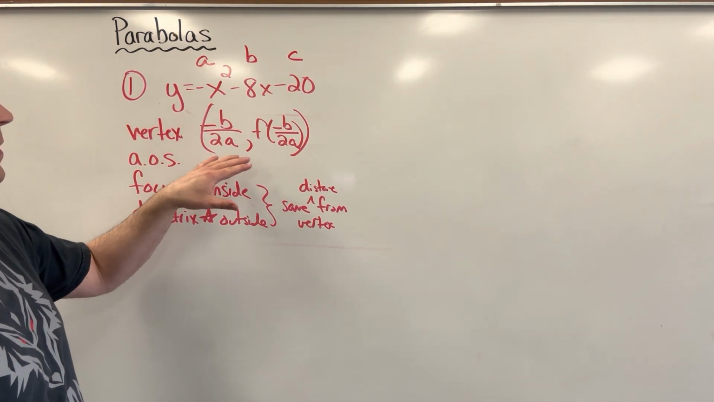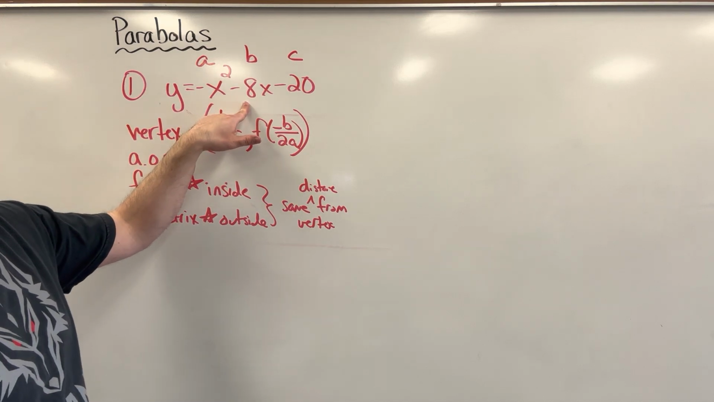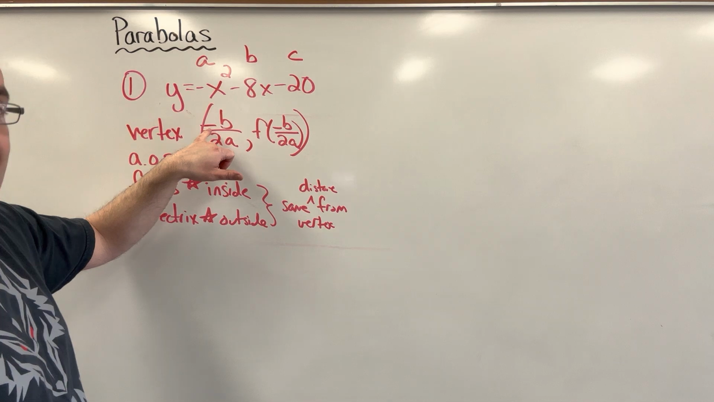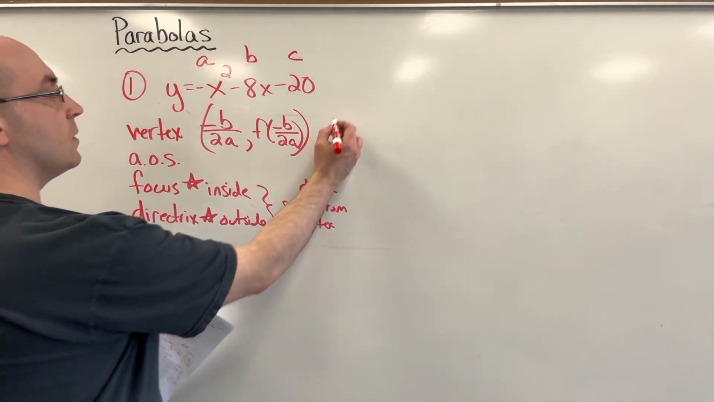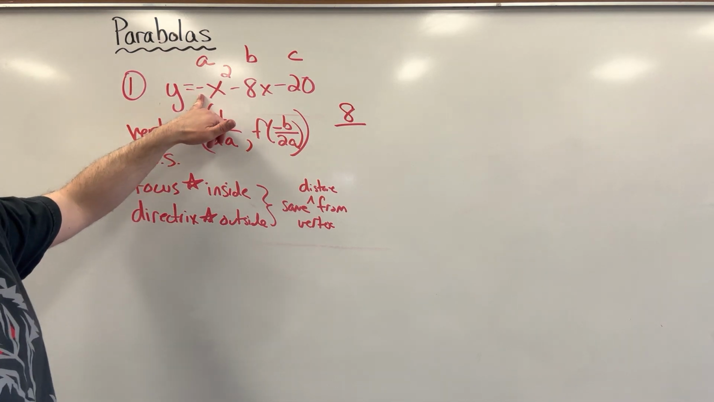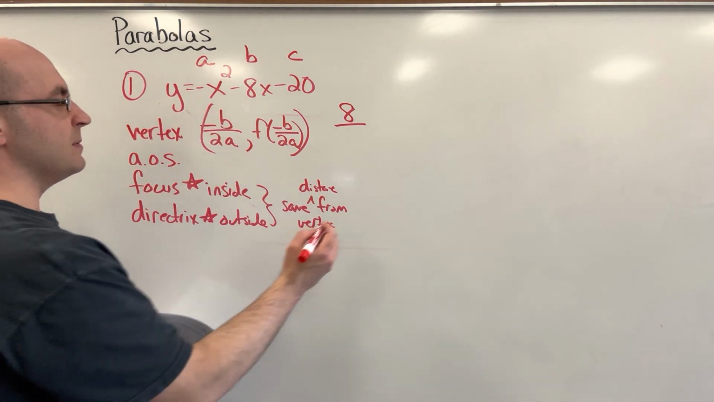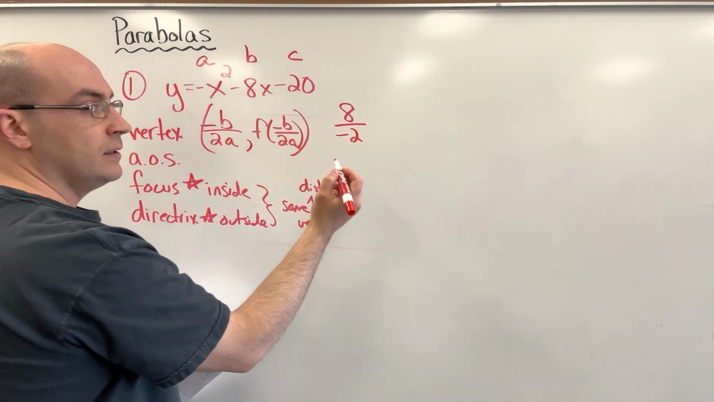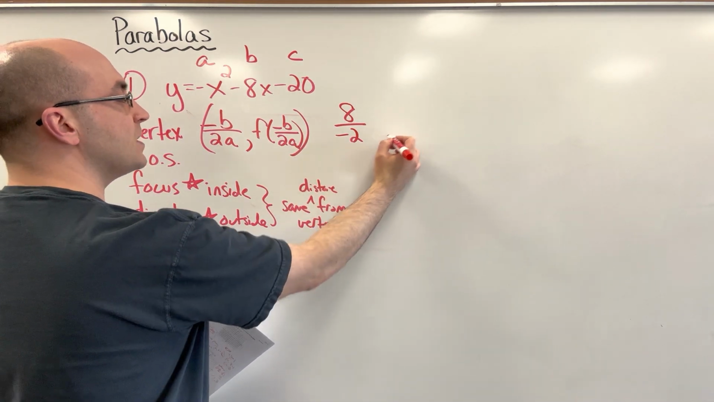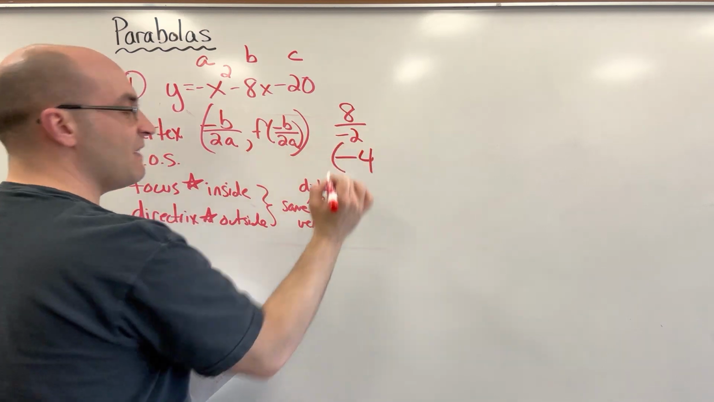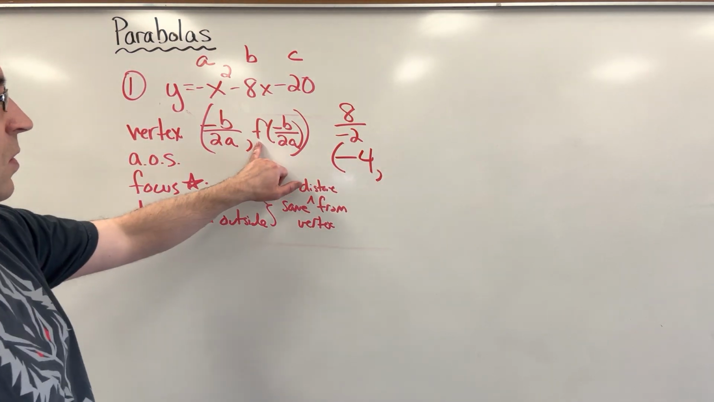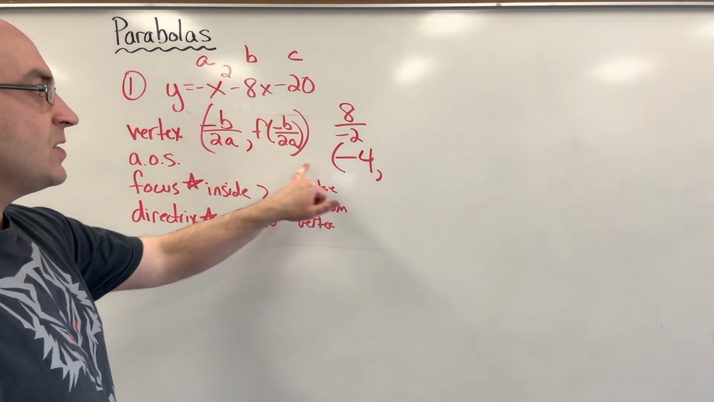For this particular function, negative b is 8 because b as it stands is negative 8, so I have to negate that sign. So our value here will be 8 over 2 times a. Well, a is negative 1, so 2 times a is negative 2. Now, 8 over negative 2 simplifies to negative 4, which means the x value of our vertex is negative 4.